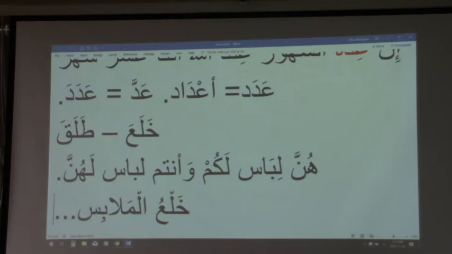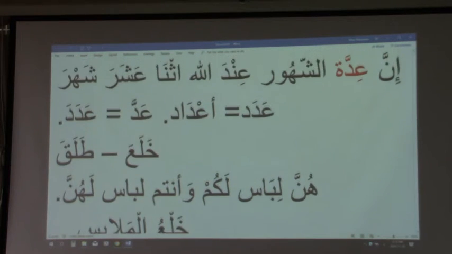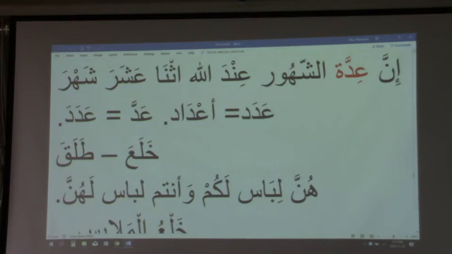Let's do one step at a time. Let me repeat this, inshallah. Sabrun jamilun. Iddah, again, what's the word iddah? Counting. We say counting numbers. What is the word shuhur? Months. Adad, number. A'dad, numbers. Adda, to count.